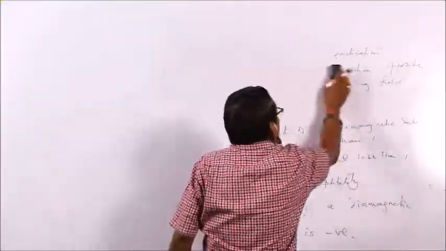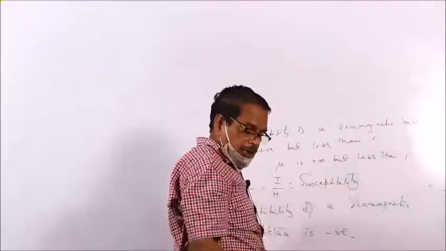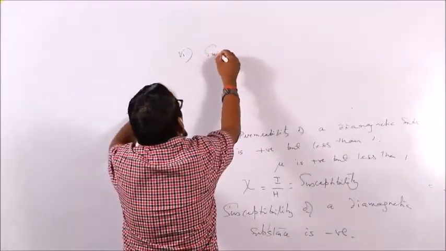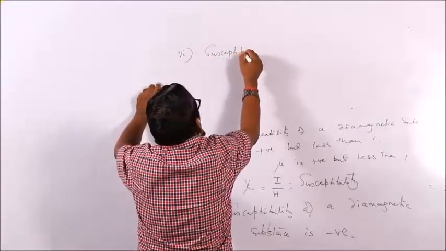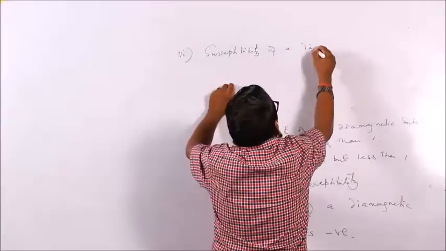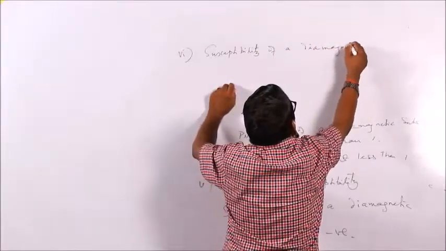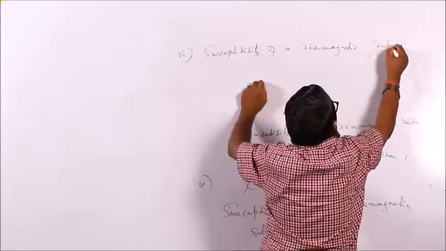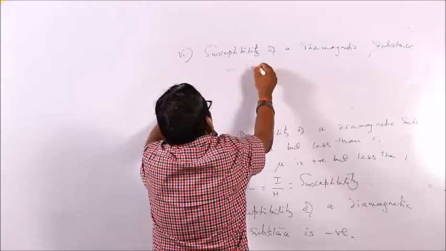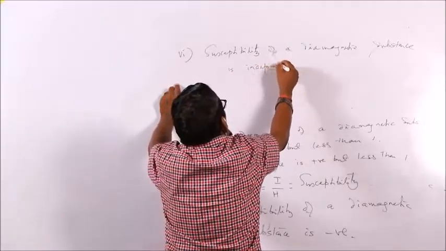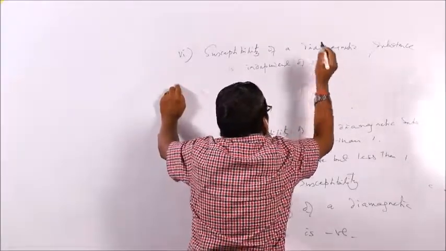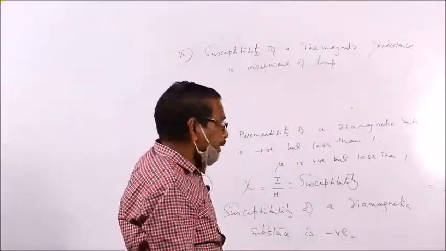Next, how does the susceptibility of a diamagnetic substance depend upon temperature? Susceptibility of a diamagnetic substance is independent of temperature. It doesn't depend upon temperature.